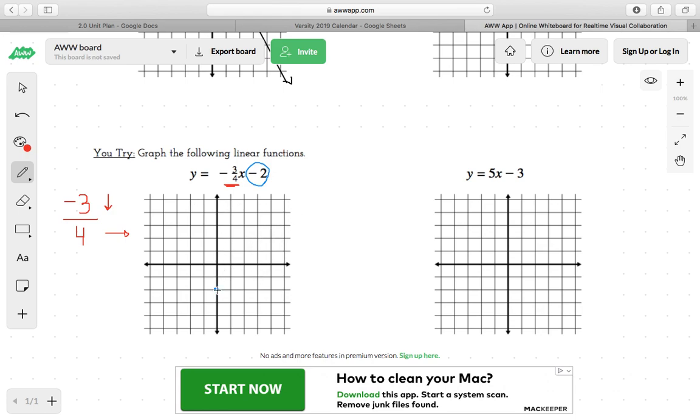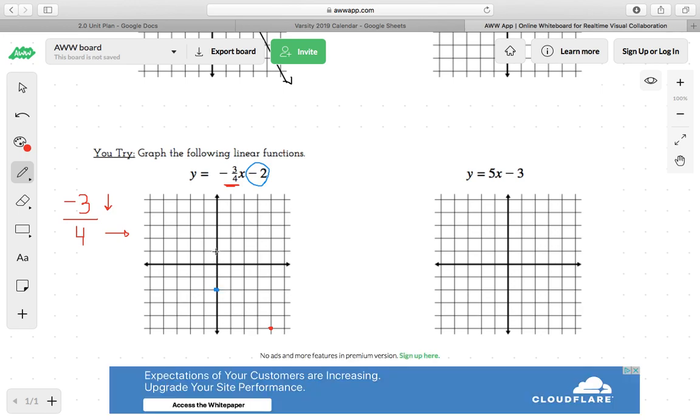So I'll show you. We're going to go down 3, 1, 2, 3, and I can go to the right 4, 1, 2, 3, 4. We have a point right there. So I have my beginning point and I used my slope. If I wanted to do another point, I ran out of room here, so I can work backwards. I could go up 3 and to the left 4, and I'm back here, so I can go up 3 and to the left 4 again, and do another point here.